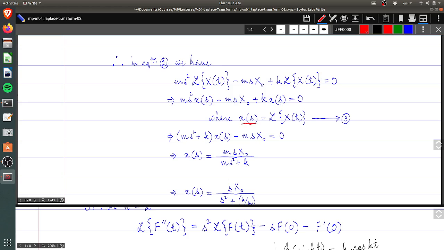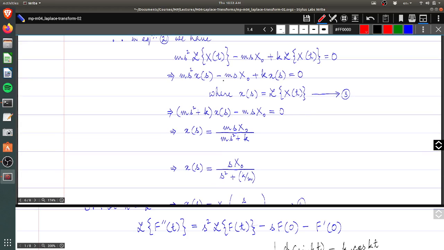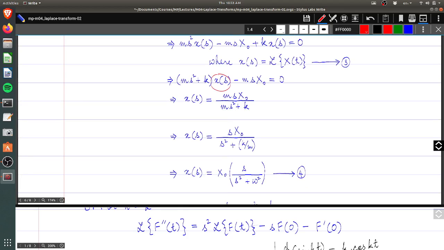Small x of s is nothing but the Laplace transform of capital X. Here we have x of s and here also we have x of s. I can take this as common and then we have m s square plus k, times x of s, minus m s x naught, which is equal to 0. So from here we have x of s is equal to m s x naught divided by m s square plus k.